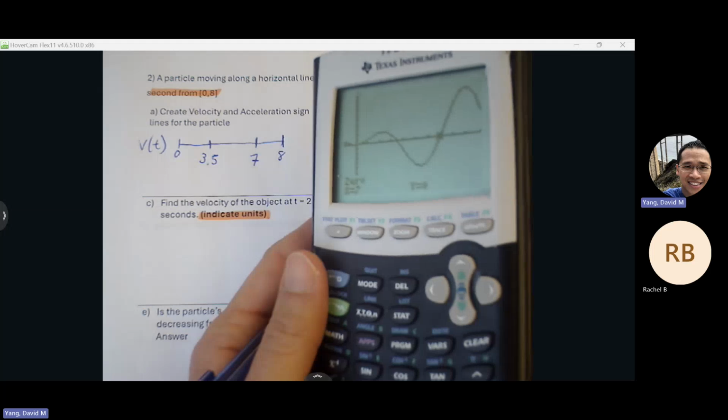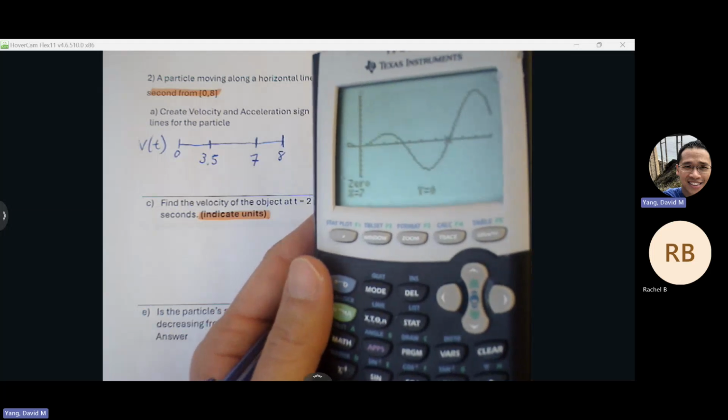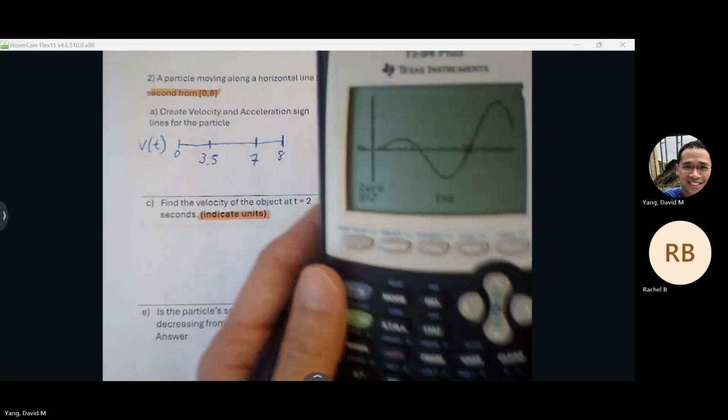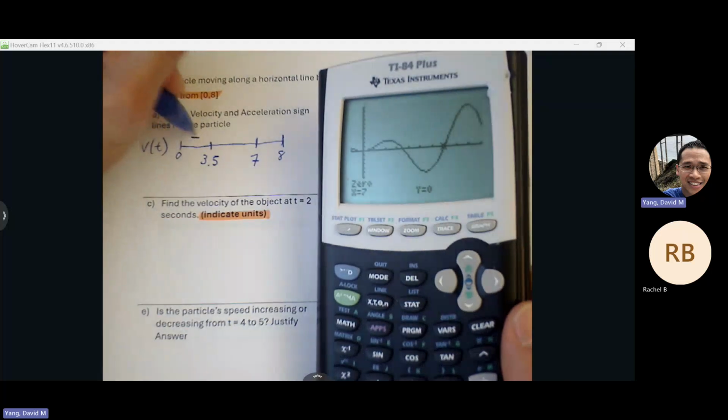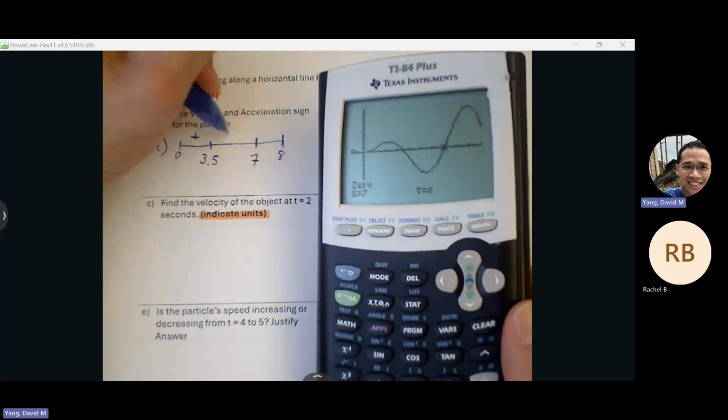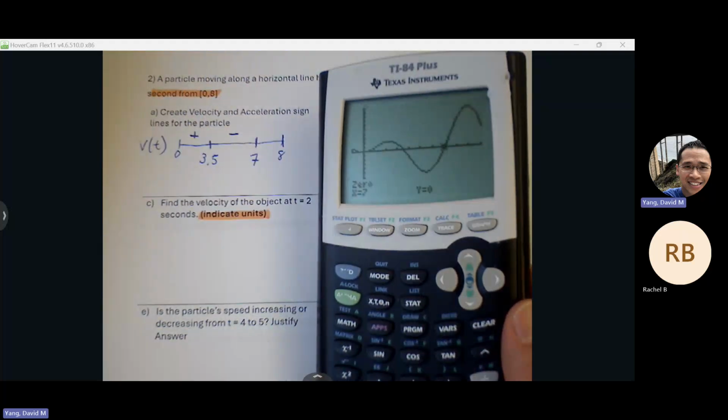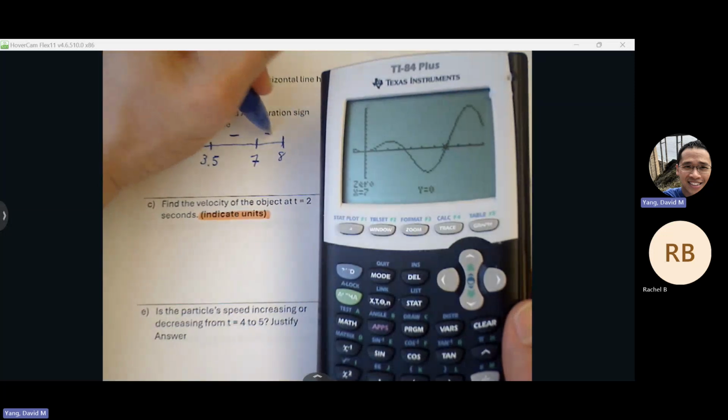All right, so I want to identify the signs of each of the intervals here. Above the x-axis, positive velocity, and then between 3.5 and 7, below the x-axis, negative velocity, and then from 7 to 8, positive.